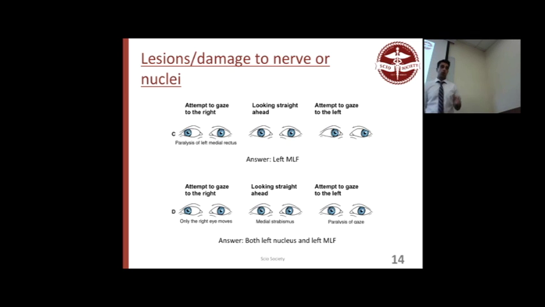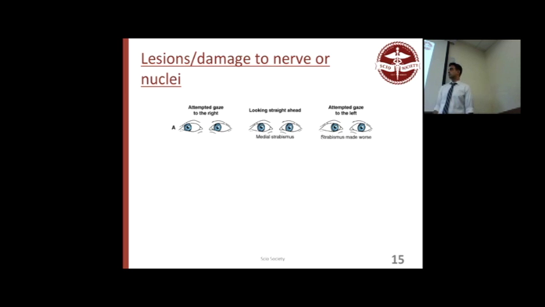If the left MLF is not working, that means communication doesn't happen when the right abducens nucleus fires. The right abducens nucleus is going to say, I'm going to look to the right, so your left eye should also look medially at the same time. So if your left MLF is not working, when you try to look to the right, the left eye shouldn't do anything, right? And first of all, you know that the nucleus is not working, so it's not going to work. So just practice. Just practice.